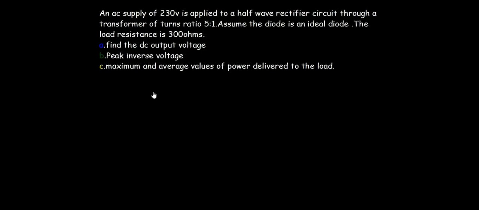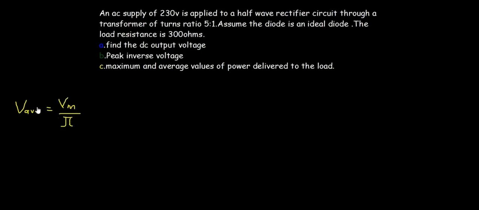Okay, so we're going to start with the A. The A says that we should find the DC output voltage, which is the average voltage. So the formula for the average voltage, that's V average, is given to be the maximum voltage over pi. That's for a half-wave rectifier.